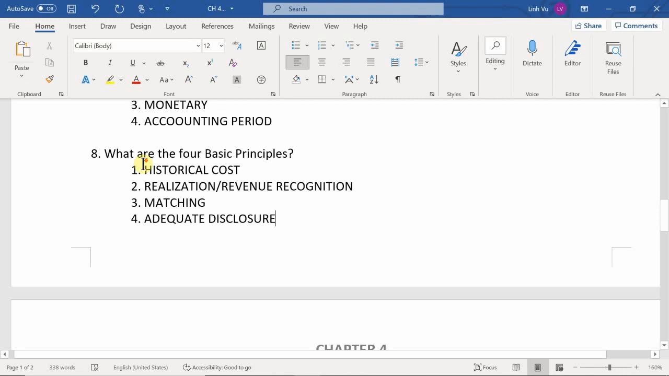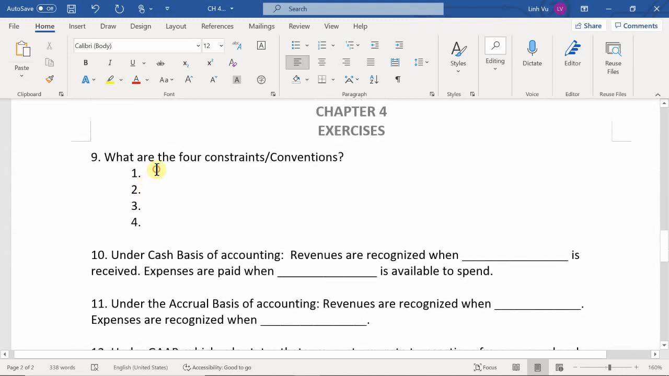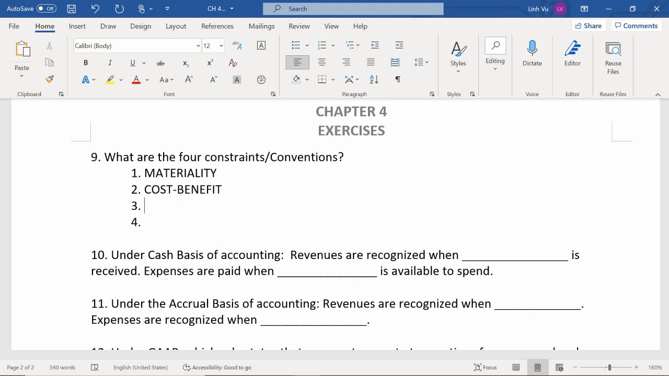Good. The other ones are the constraint conventions: the materiality convention, the cost-benefit convention, and the conservatism convention, and conservative industry practice. Good.